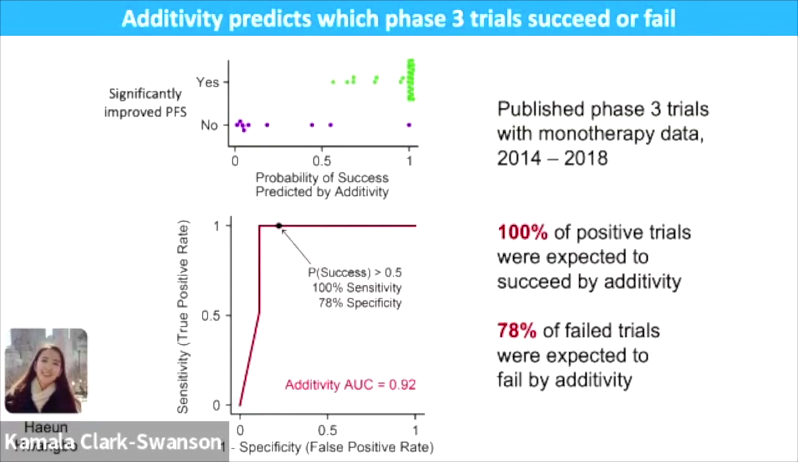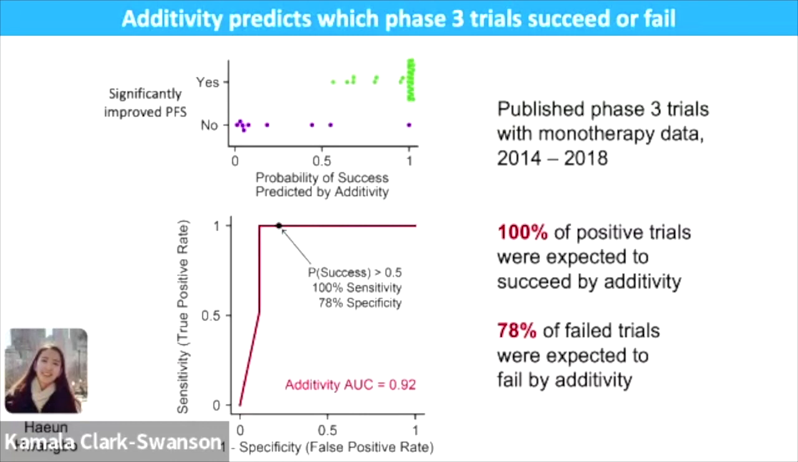If you look at that as an area under the receiver operator curve, it's an area under the curve of 0.92 with 100% sensitivity and 78% specificity, meaning most failed phase 3 trials are predictable failures. And the model is just adding the clinically observed effects. There's no parameter fitting or training set. So adding up progression-free survival times, this works for a lot of use cases here.